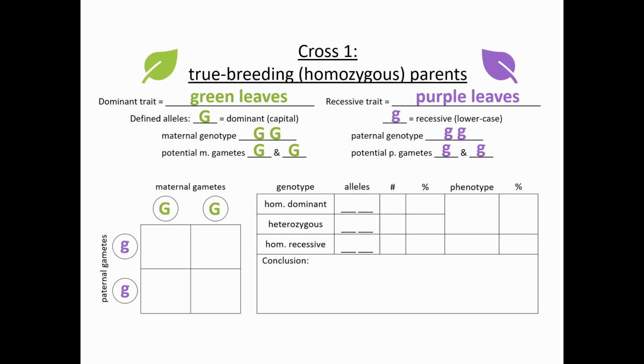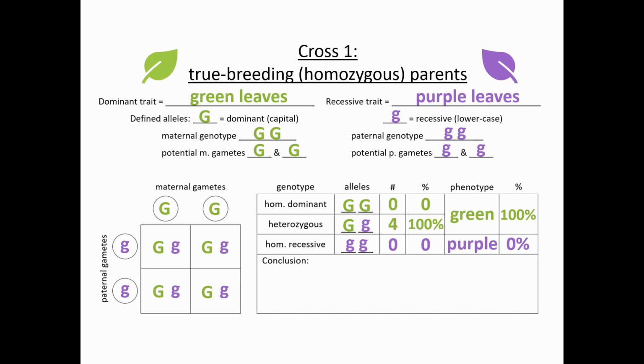So we separate out and create the gametes. We have maternal over the top and paternal over the side. When we fill that in, we end up with a Punnett square that looks like this. What we see is that every single square in our Punnett square is heterozygous, one capital G and one lowercase g. So 100% of our genotype is heterozygous, and there's 0 for both of the other genotypes, both the homozygous dominant and homozygous recessive.